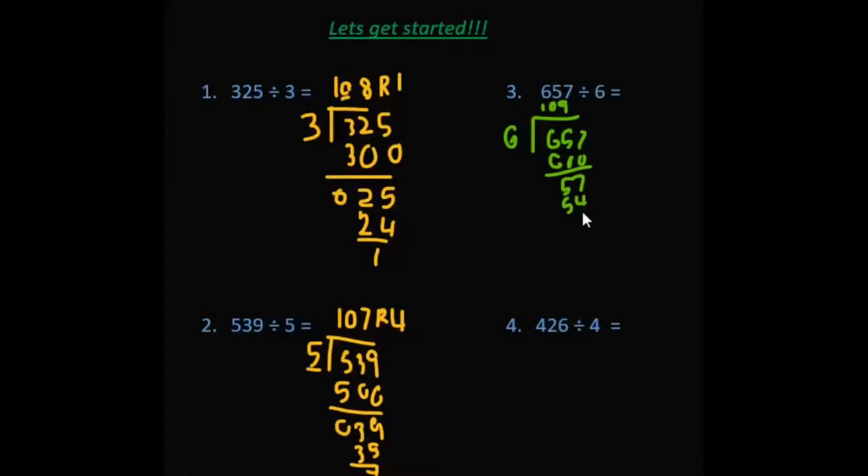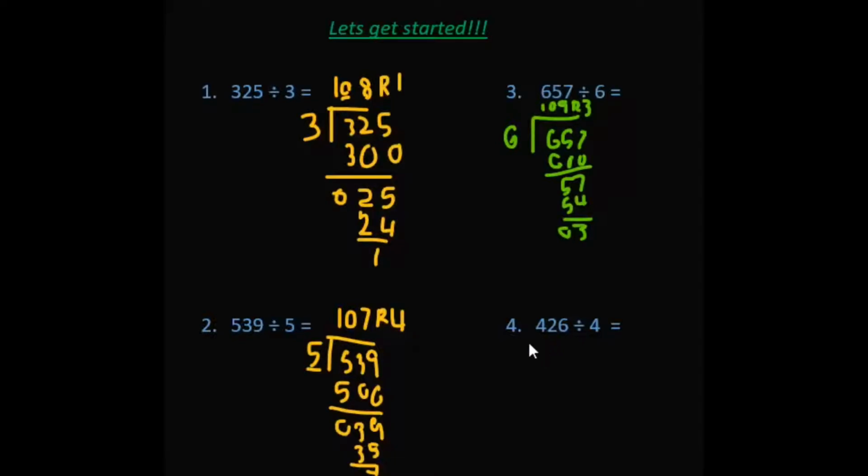54. Okay, 7 minus 4 equals 3. 5 minus 5 equals 0. Okay, so 109, remainder 3. Okay, so we got our answer here. Oh, look, 107, 108, 109. Okay, so now let's move on to the fourth problem.